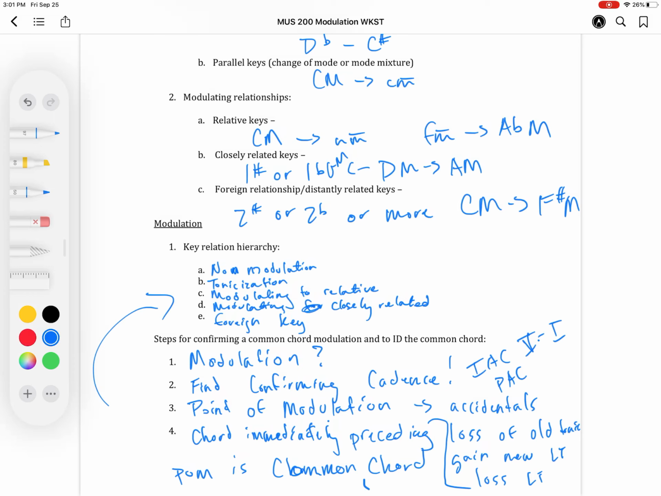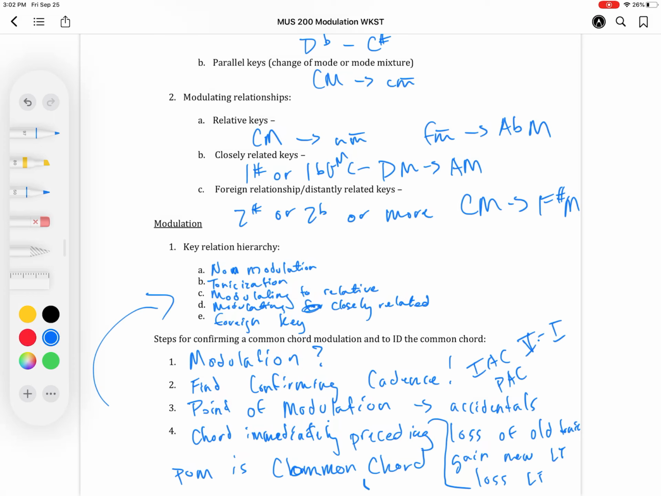We had our common chord modulation, we found the point of modulation right after, and then of course we had already found our cadence. This is the order in which I would do it. Listen to the excerpt. Find a confirming cadence, right? Figure out what your first original key is. Find a confirming cadence in a new key. Figure out where your point of modulation is, right? Backtrack from that. Find your point of modulation. And then the chord immediately preceding that point of modulation will be your common chord between the old key and the new key. Typically speaking, you'll use this type of bracket to indicate the transition between the two.